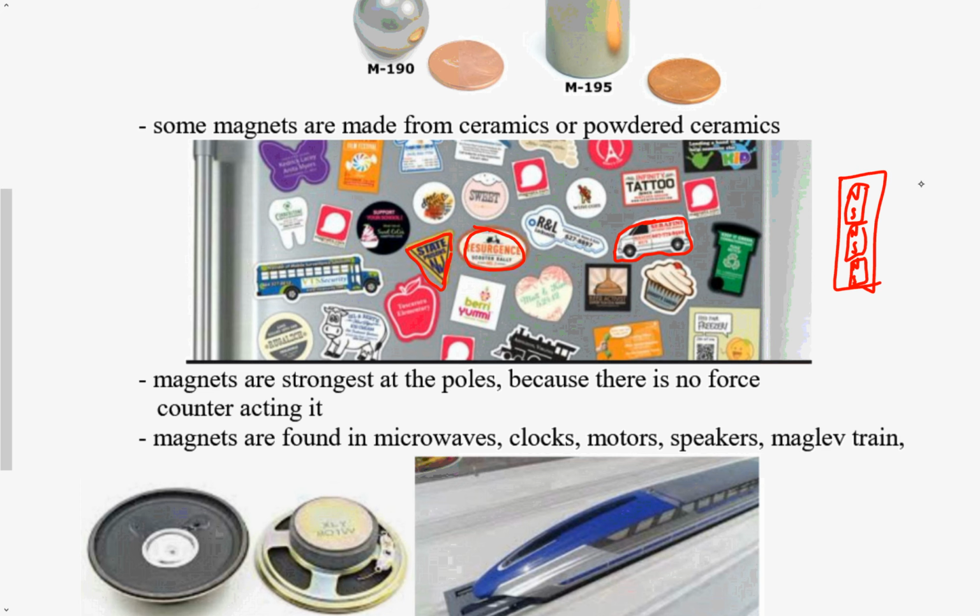So if you laid another refrigerator magnet so that it was oriented opposite, the particles in it lined up in an opposite direction of the other one, you would feel the two magnets basically kind of stick to each other. So it's kind of a neat little thing to do with those magnets. All right, and so I've got something here. Magnets are the strongest at the poles because there's no force counteracting it.